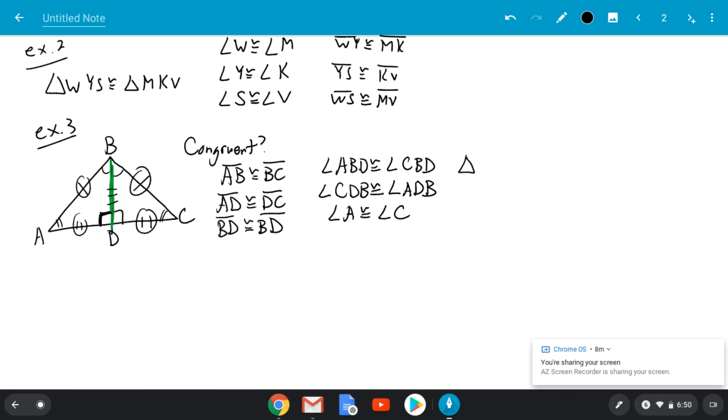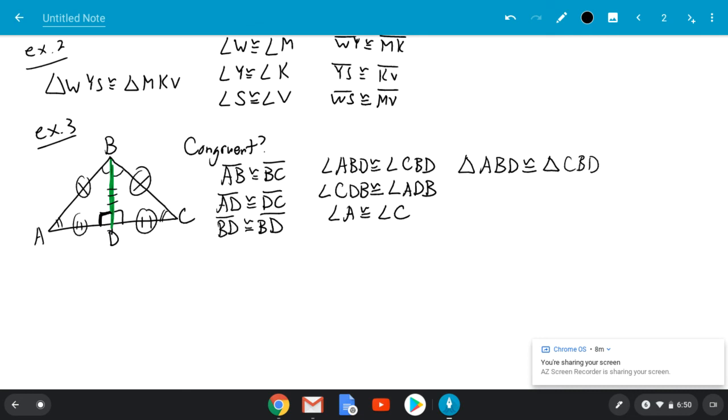Now, if we're doing the naming, let's say we name the triangle on the left ABD. That means on the right side, I have to name the triangle CBD because all the vertices match up.